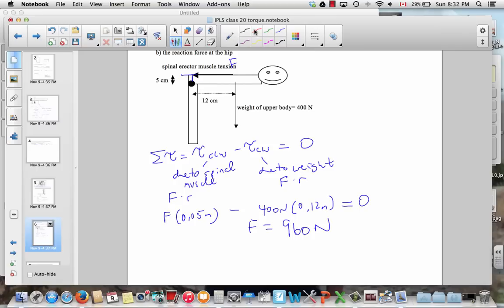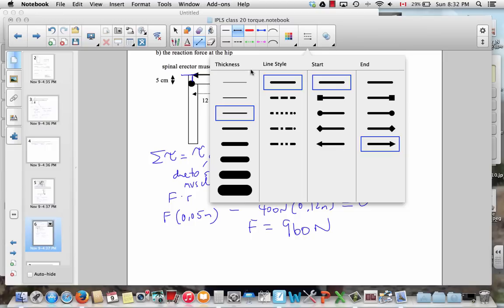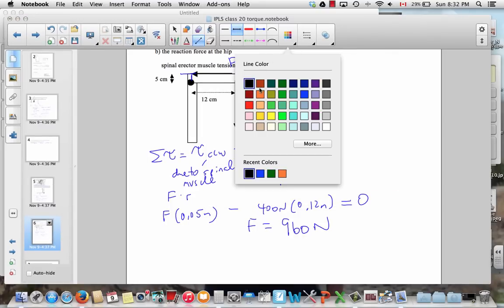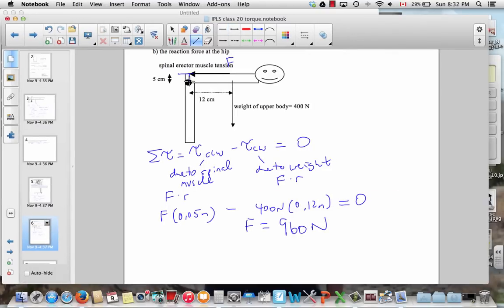We were also asked to find the reaction force in the hip. Now, we should add that to our force diagram. Here we go, color. Because the hip bone will be pushing on the upper body. And there's going to be a force there that's going to maintain equilibrium. It's going to have both an X component and a Y component from the hip. So that force, we could call it force reaction maybe. I'll call it R.